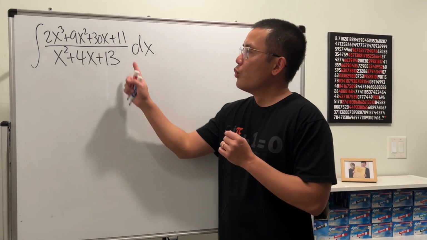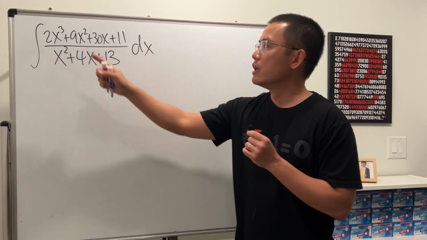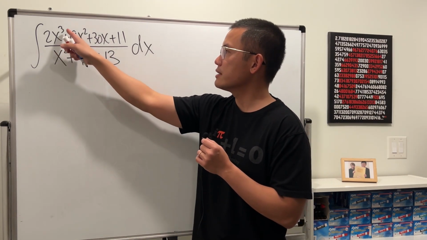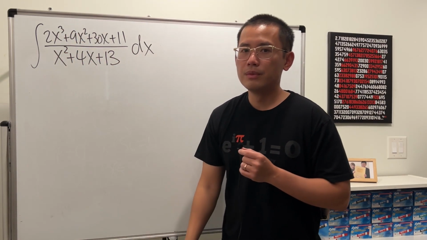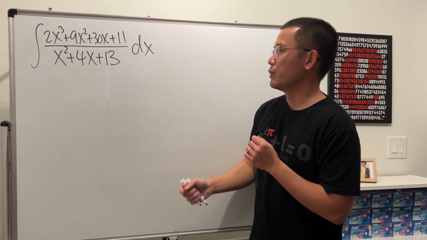First, though, when we have a rational function here, to integrate that, we have to make sure the degree on the top is lower than the degree on the bottom. But this is not the case because this is 3, this is 2. So we will have to do polynomial long division. And this is how we can do it.